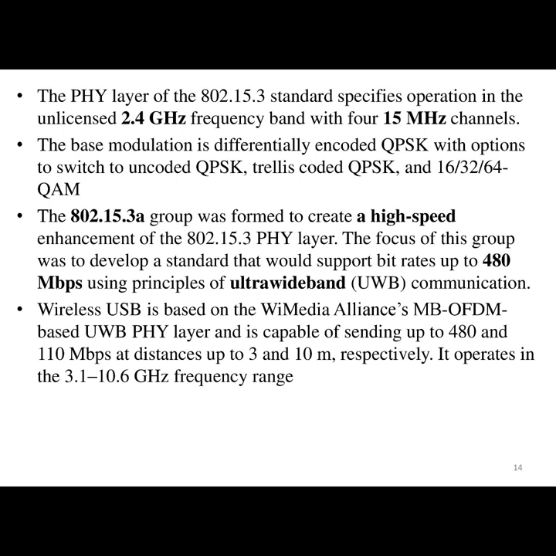Wireless USB is based on the WiMedia Alliance's MB-OFDM based UWB physical layer, and it is capable of sending up to 480 and 110 megabits per second at a distance up to 3 and 10 meters respectively. It operates in the 3.1 to 10.6 gigahertz frequency range.